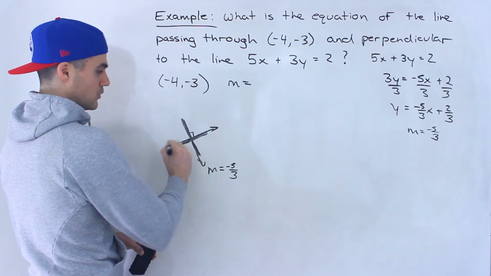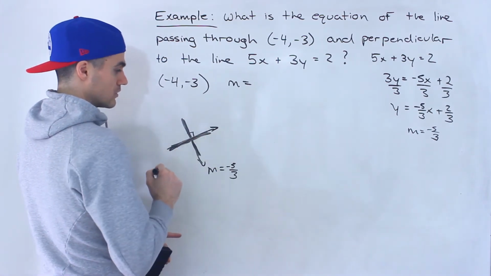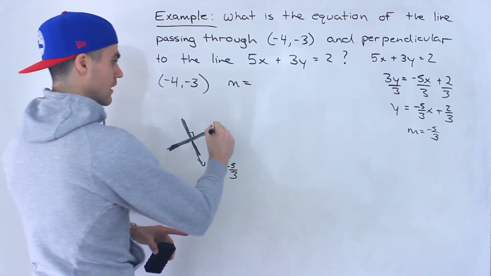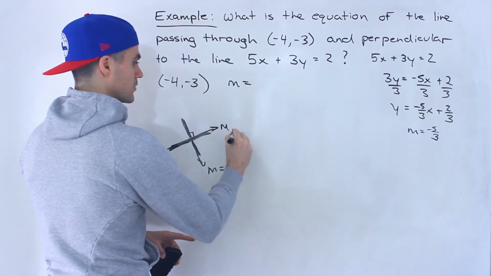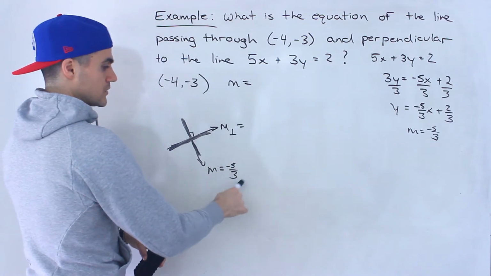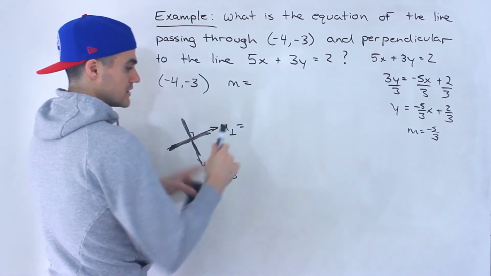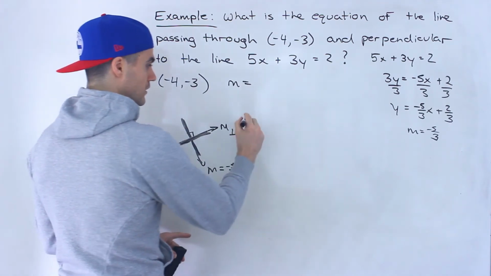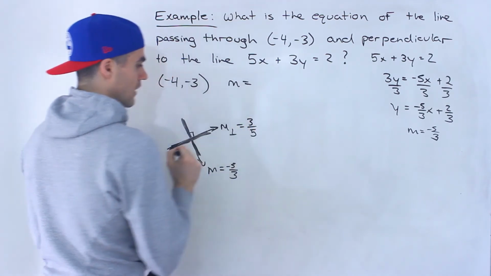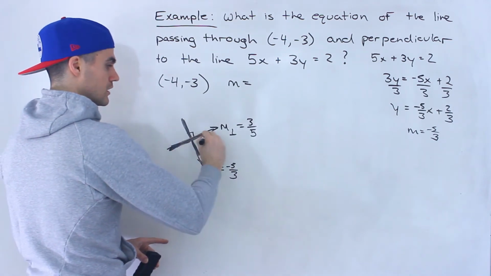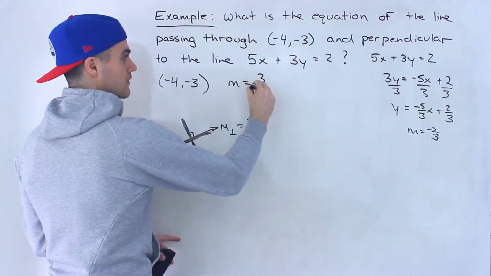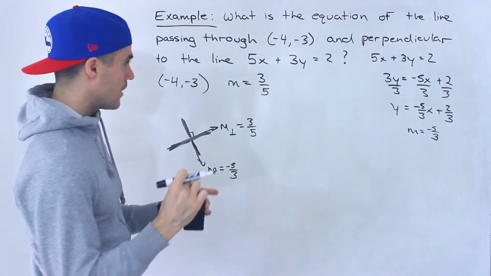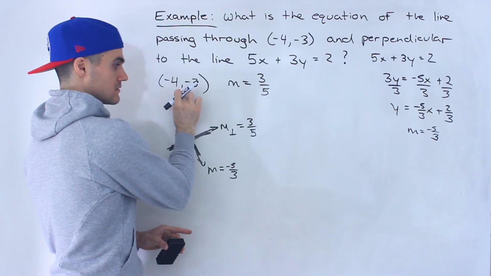But we don't want this slope, we want this slope. This is the line that we're looking to find the equation of. So we take that slope and, let's put a perpendicular sign there, we take the negative reciprocal of it. We flip it and then change the sign. Since it's a negative, it becomes a positive, and when we flip it, it's just 3/5. So the slope of this line here is 3/5, like that.